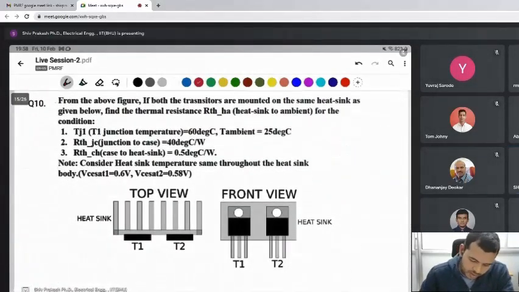The same question is given, mounted on the same surface, the same heat sink, which means that IB is 0. And it is given that the T1 junction temperature of the first transistor is 60 degrees centigrade and the ambient temperature is 25 degrees centigrade. It is asking about the heat sink to ambient thermal resistance.